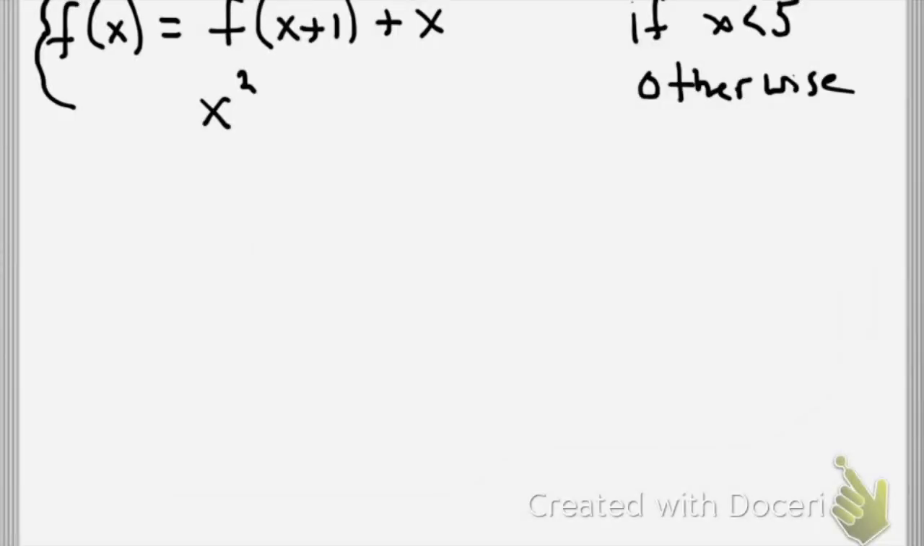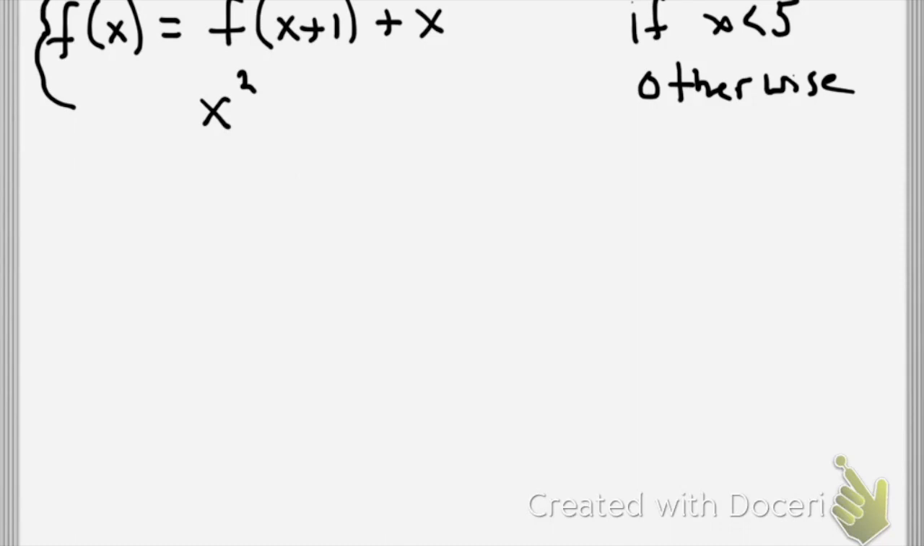Whether you've seen this in analysis or this is the first time seeing a math recursive function, you should be able to follow along. So I have f of x equals f of x plus 1 plus x if x is less than 5. So if x is less than 5, I'm going to use this function. Otherwise, so there's my else statement basically, I'm going to use x squared. All right, and that's my function setup.